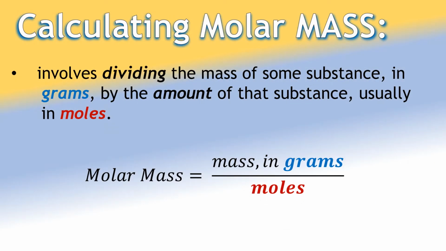Now, how do we calculate the molar mass? Well, we simply divide the mass of something in grams by the amount of that substance, and it's convenient to express the amount in terms of moles. So we're actually just taking grams per mole. So you just take the number of grams and divide it by the number of moles. That's the molar mass.